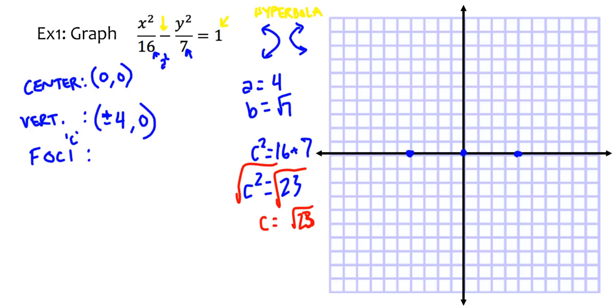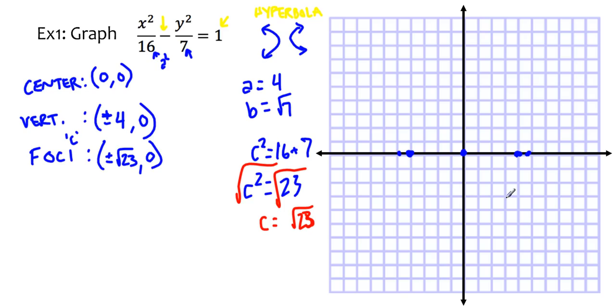Okay, so our focus points are going to be plus or minus root 23, comma 0. Okay, so 23 is almost 25. So square root of 25 is 5, so root 23 is going to be almost at 5. So there's a focus point there, there's a focus point there.